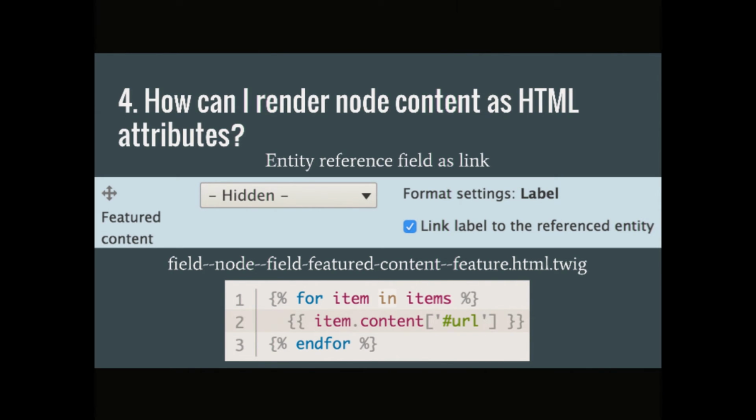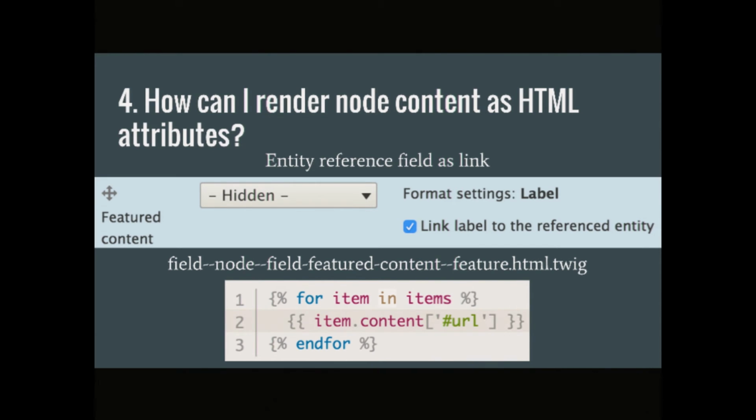We can remove the node and the feature. The node to the left is the entity type, and the feature at the right is the view mode. So I could remove that if I wanted. In any case, what you do is you modify that template to look like this.